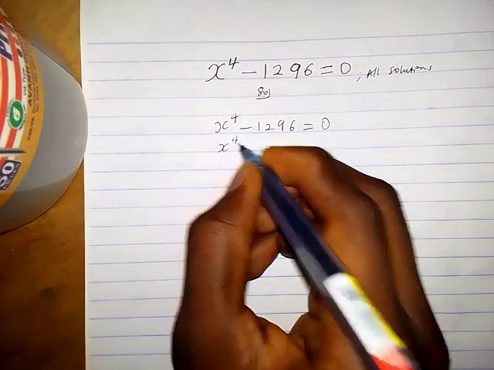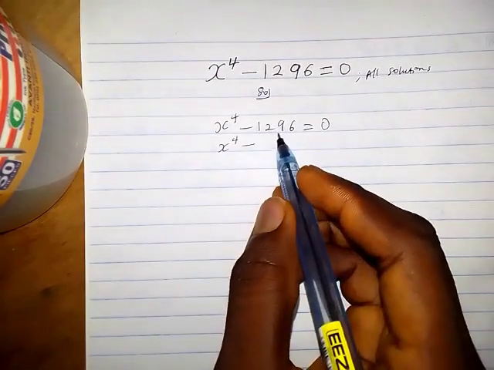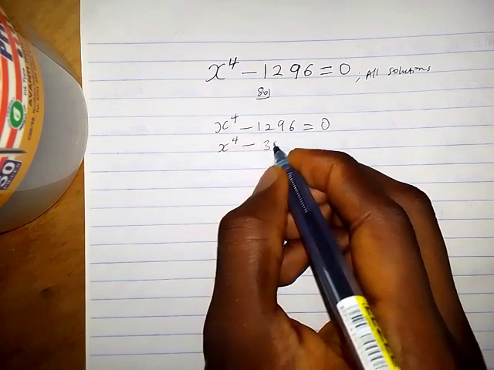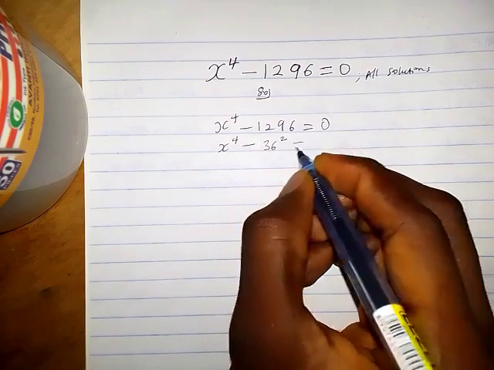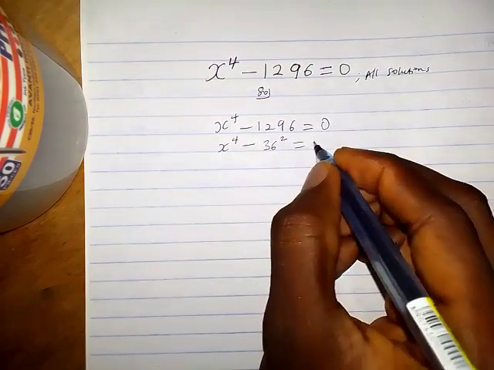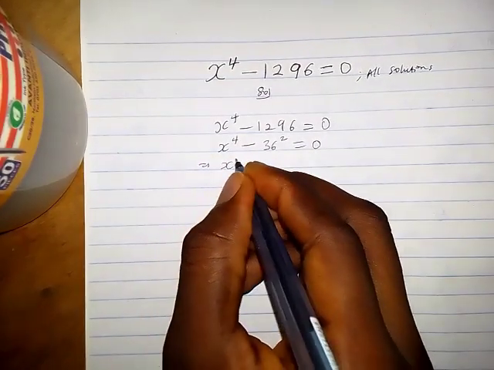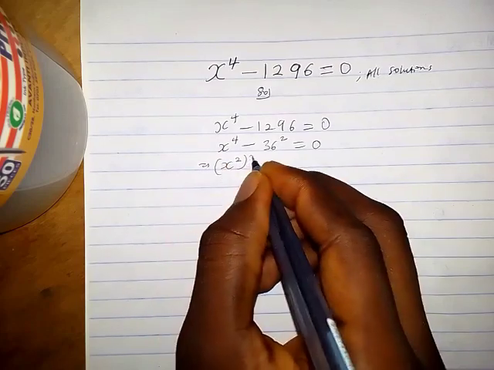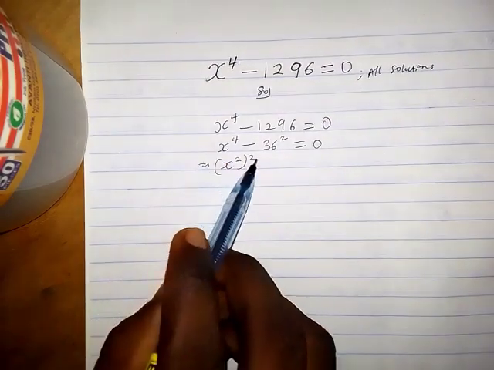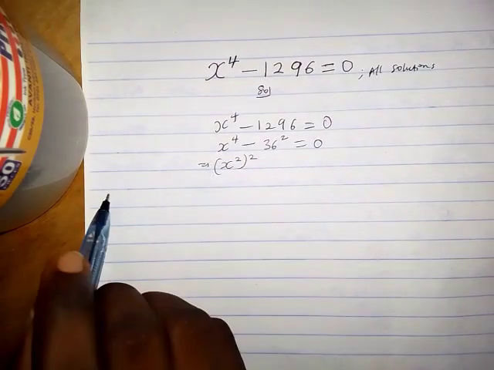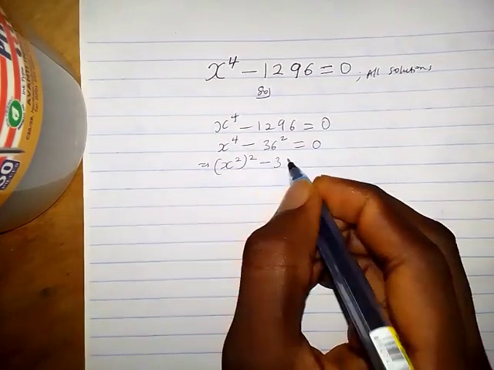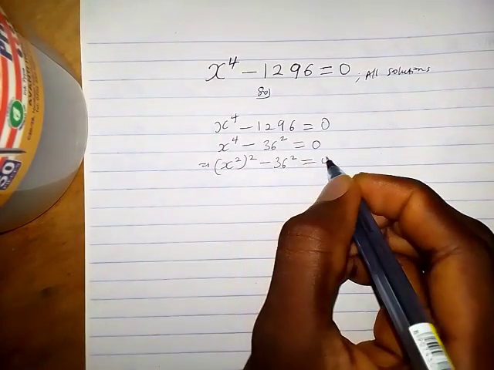We have x raised to the power 4 minus 1296, where 1296 can be simply written as 36 squared. If you plug this into your calculator, you are going to obtain 1296, which equals 0. For this case, we have x squared times 2, the power. That is 2 times 2 gives 4. So we have x raised to the power 4 minus 36 squared equals 0.